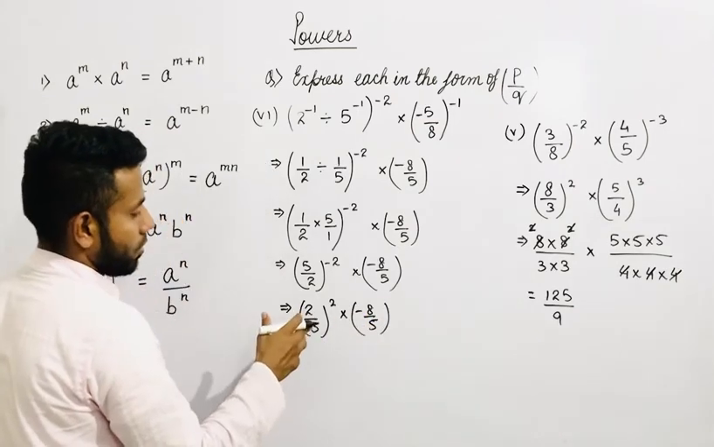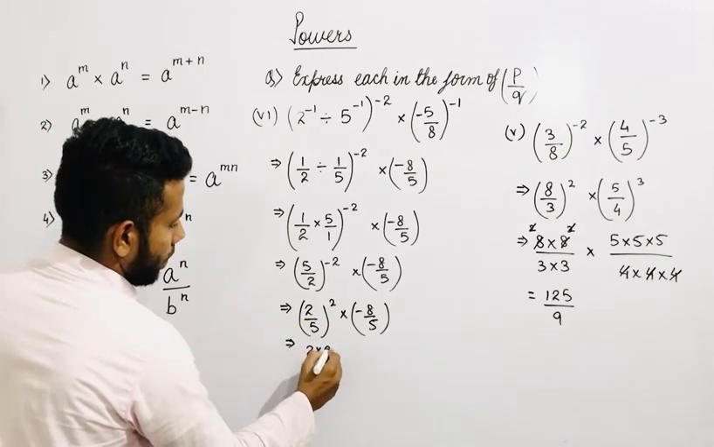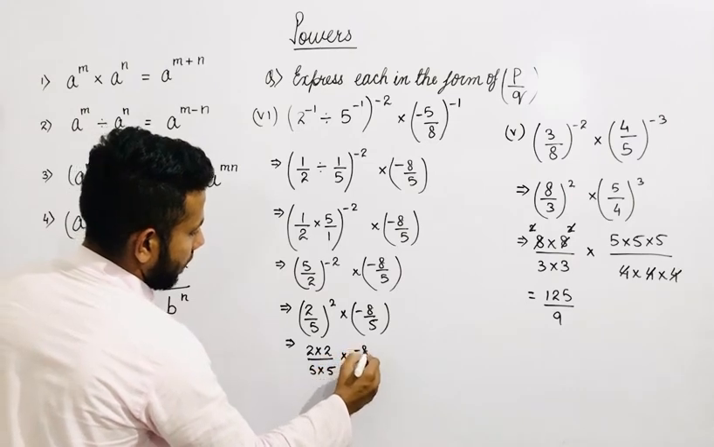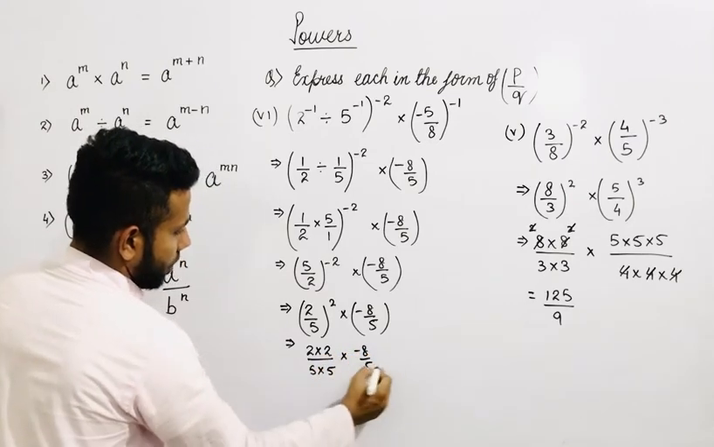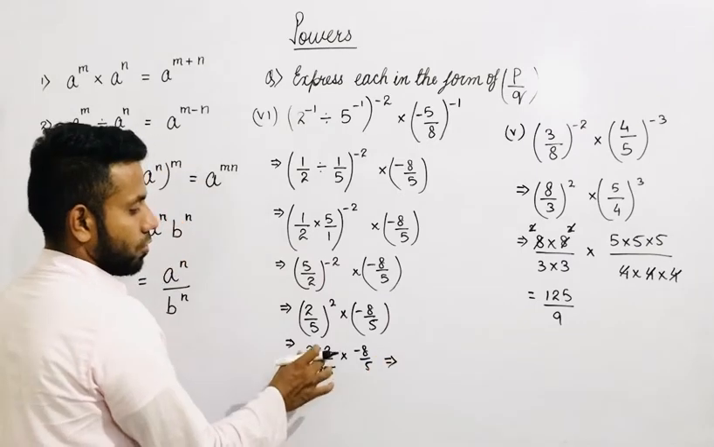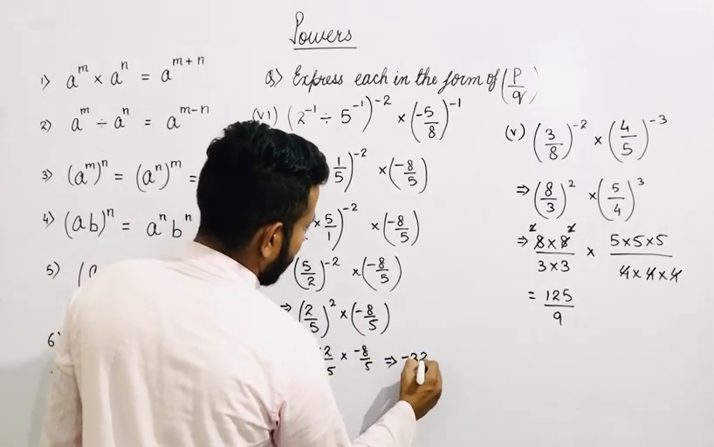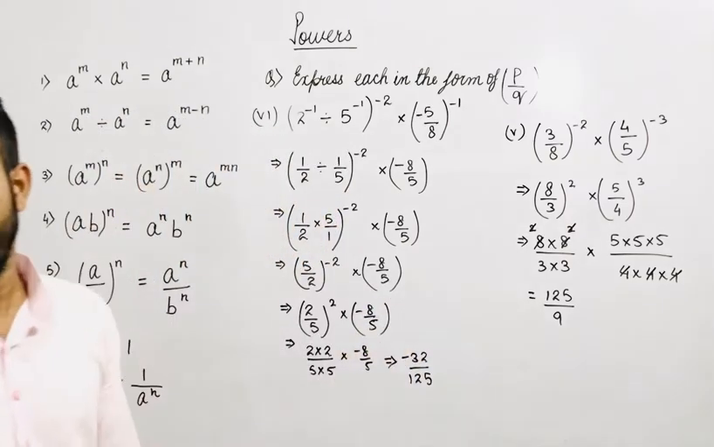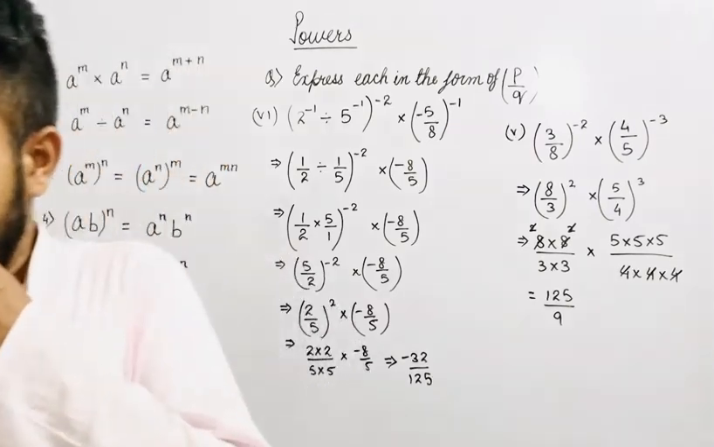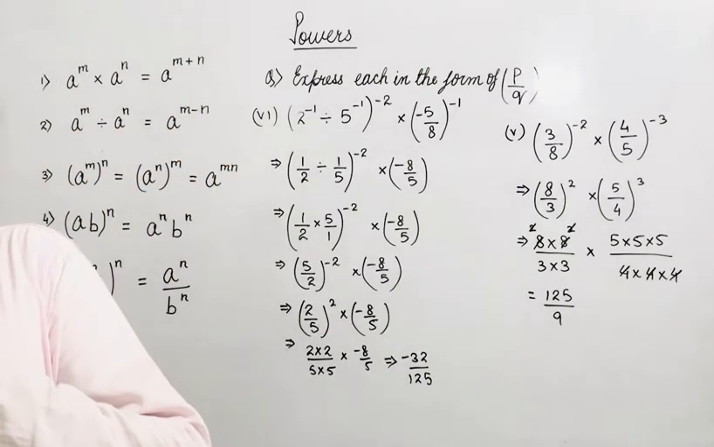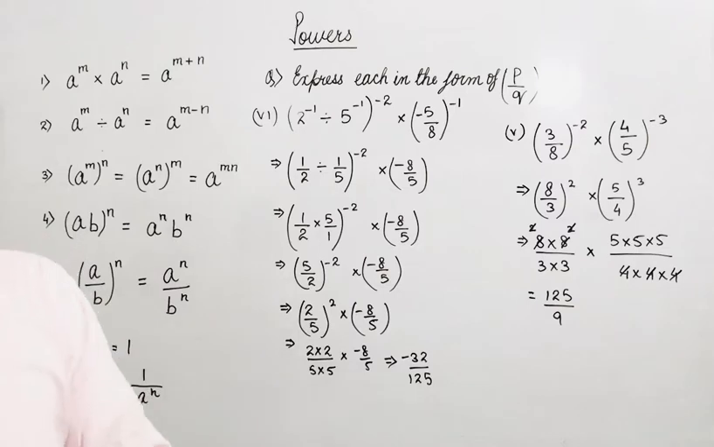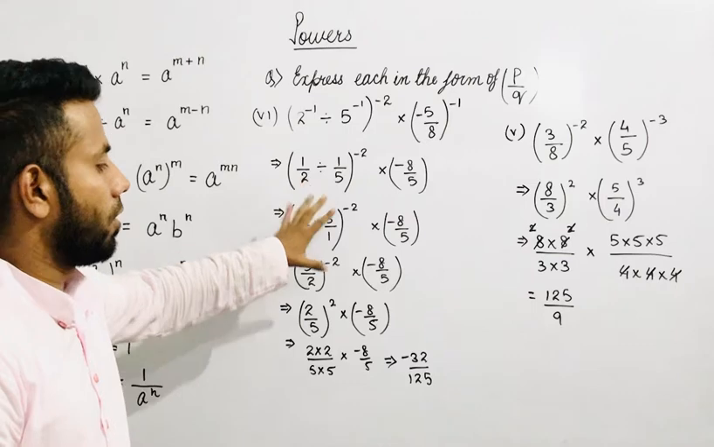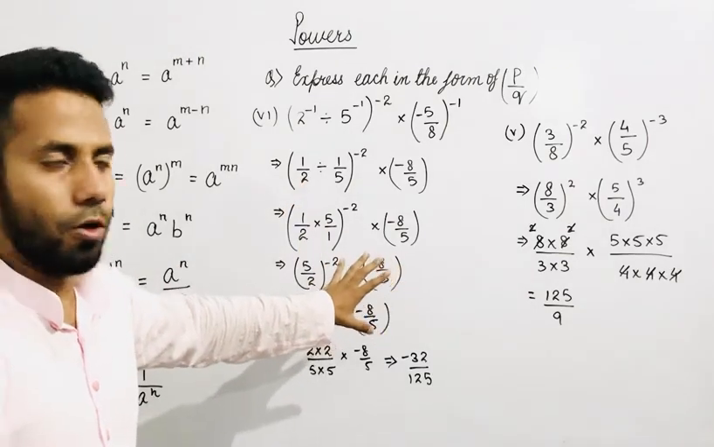So it will become how much? It is 2 into 2 by 5 into 5, into minus 8 into 5. So what is the answer? The answer is 2 times 4 is 8, 4 times 8 is 32, so minus 32 by 125. Minus 32 by 125 is the answer. So this is how you need to do it. Clear? How you have to do it?